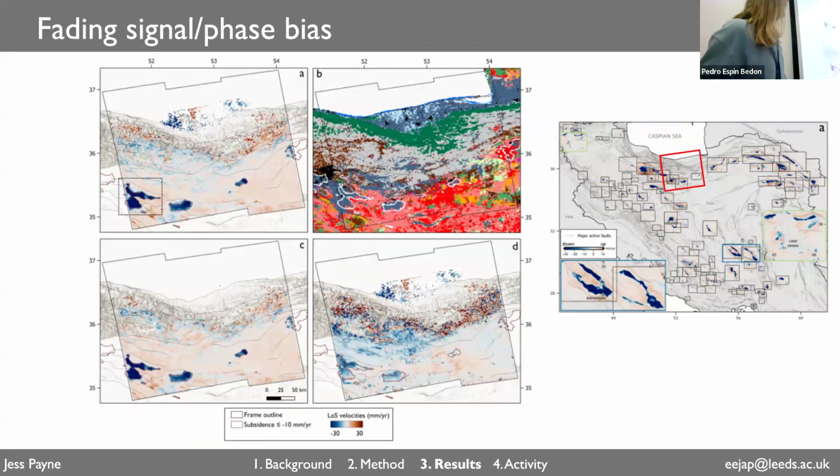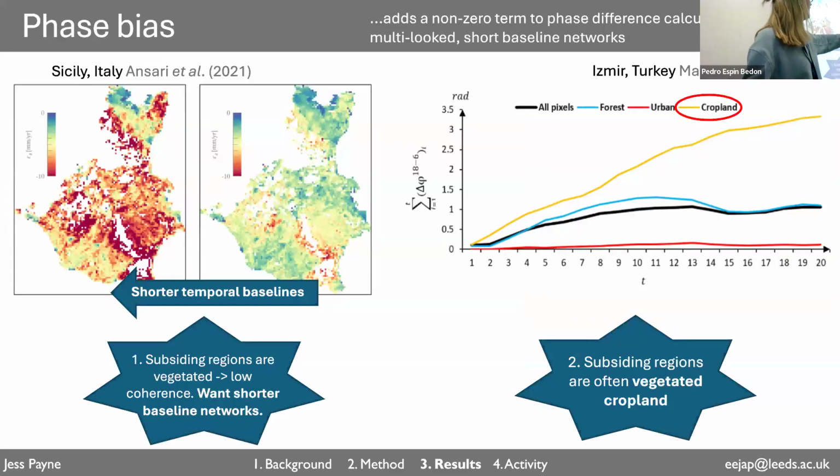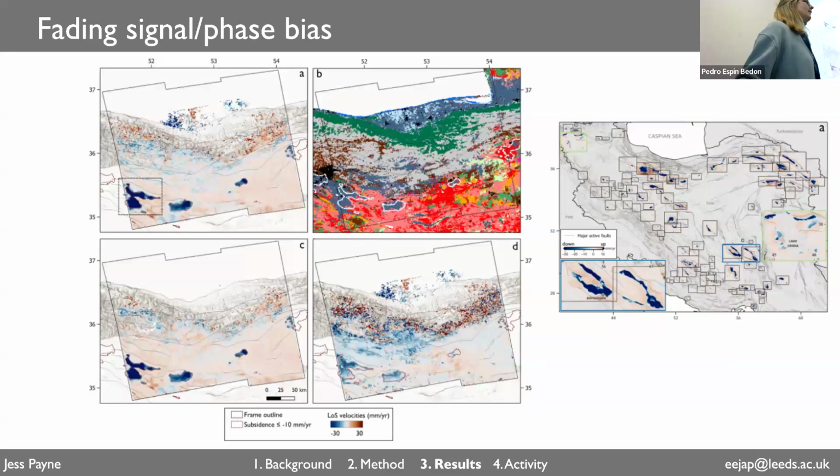So to investigate this, we looked at this area in northern Iran, which contained about two or three subsidence areas that you see here. These are subsiding at around 60 millimeters a year, quite fast. So this is the original velocity, and then this is the estimated phase bias, based on the method in this paper here on the right, basically estimating the phase misclosure of the InSAR phase signal.